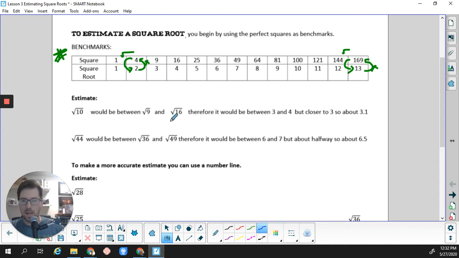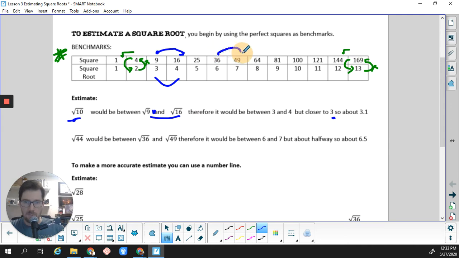So let's look at this briefly. The square root of 10, if we look up here, where would 10 be? It would be in between 9 and 16, so it would be between 3 and 4. Hopefully this makes sense. You can, again, visually go back to that interactive, and it works pretty well. So in between 3 and 4, but if we think about it, 10 is pretty close to 9, so it's going to be closer to 3, so I might estimate it at 3.1.